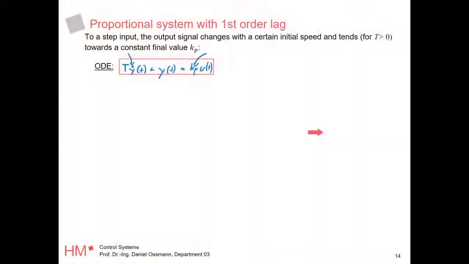Okay, let me show you something. What are we interested in? We are interested in y of t, right? This is what we want to know. Let's take this equation without solving the ODE. Just take Kp times U of t. This would now be a proportional system, right?